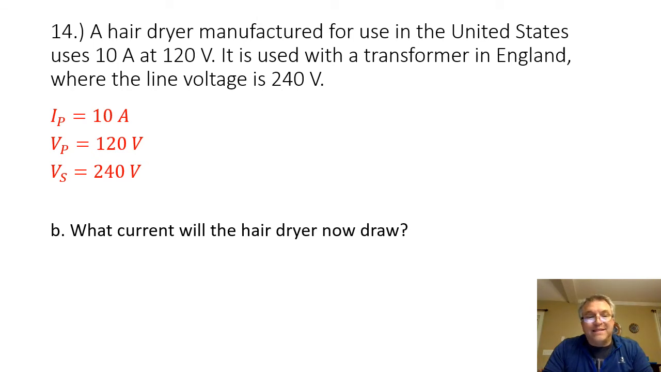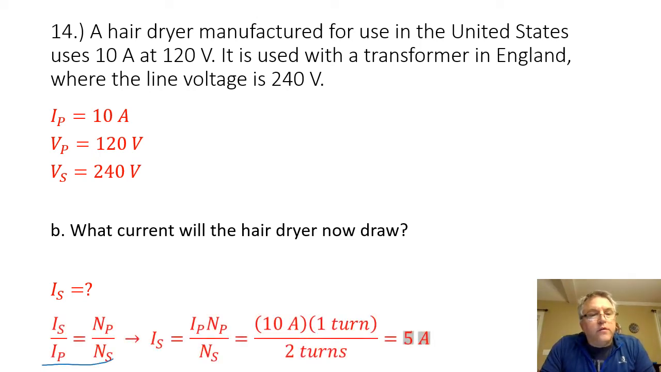Part B asks, what current will the hairdryer now draw? And remember, we were given the current going into the primary coil of the transformer, which was 10 amps. Now we're looking for the current coming out of the secondary coil, or the output current. We are going to use our formula for current.